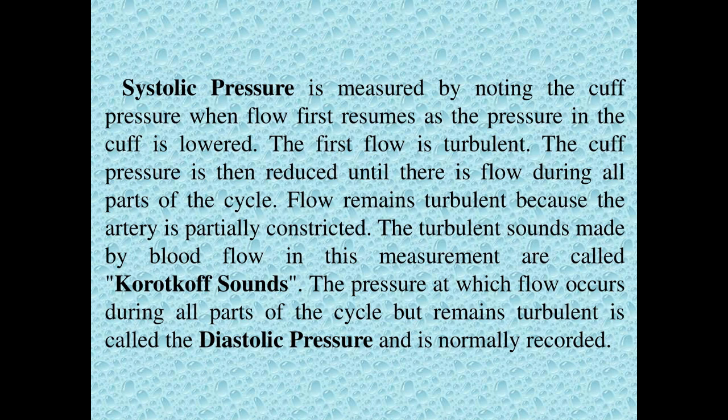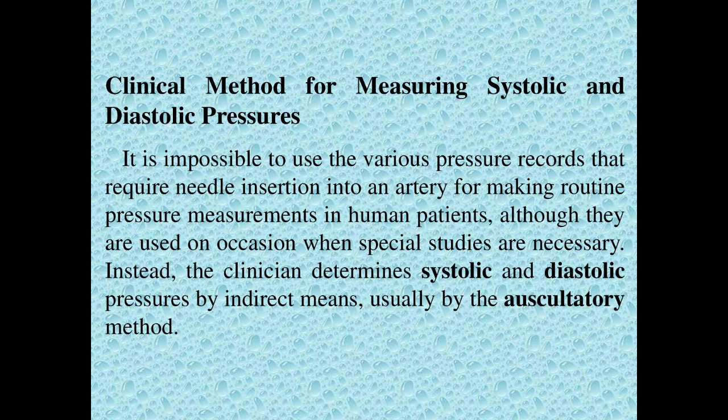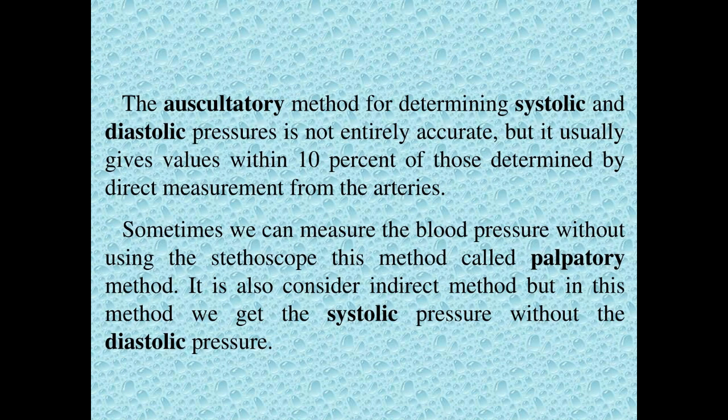and is normally recorded. Clinical method for measuring systolic and diastolic pressures. It is impossible to use the various pressure records that require needle insertion into an artery for making routine pressure measurements in human patients, although they are used on occasion when special studies are necessary. Instead, the clinician determines systolic and diastolic pressures by indirect means, usually by the auscultatory method. The auscultatory method is not entirely accurate, but it usually gives values within 10% of those determined by direct measurement from the arteries.